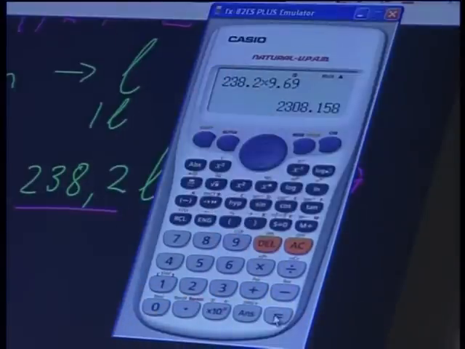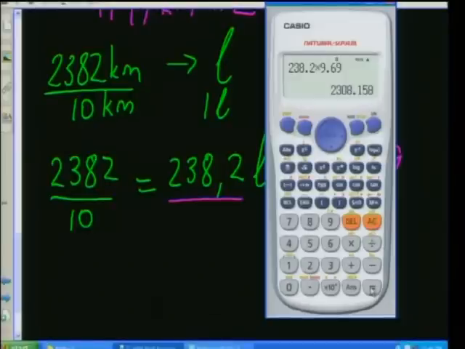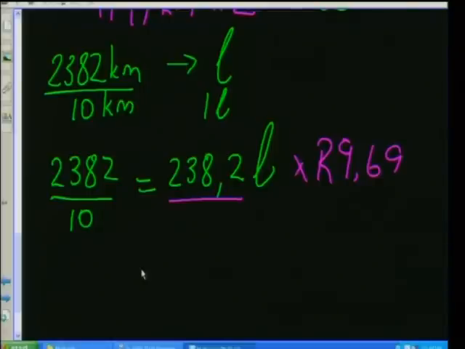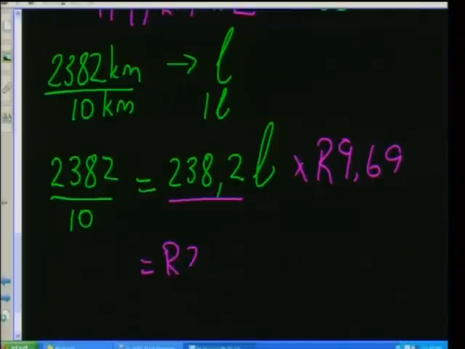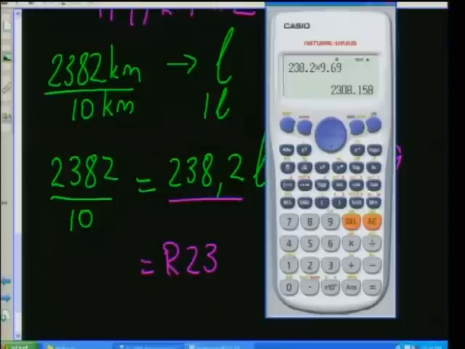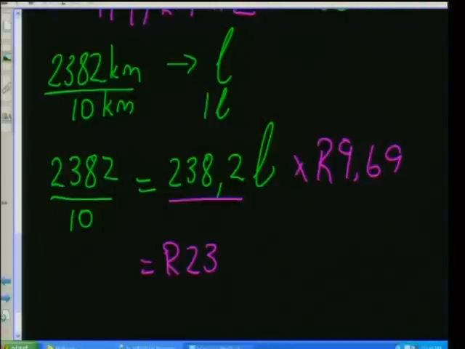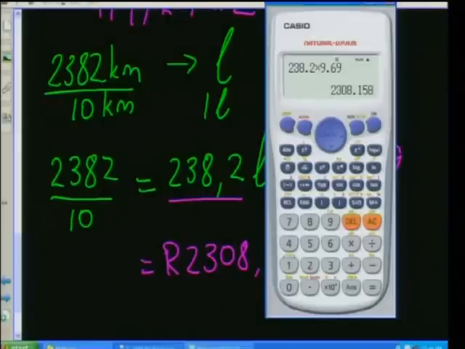Okay, R2,308, and we need to round to two decimal places. Why? Because it's money. So 2,308.16. Just double checking, .16. Right, and that is money.